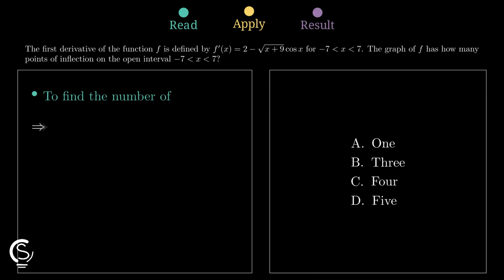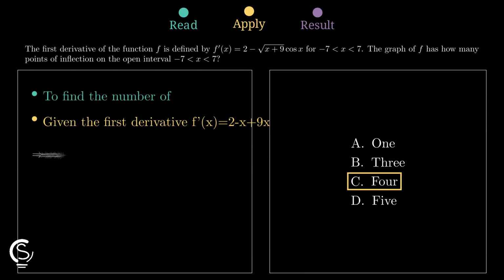By counting these peaks and valleys, we find exactly 4 turning points. This means option C is our correct answer. You totally nailed it.